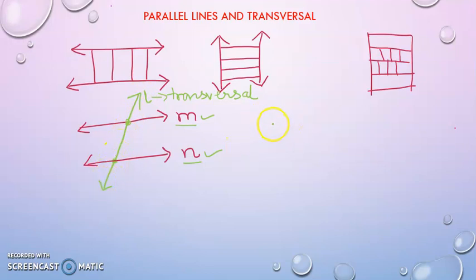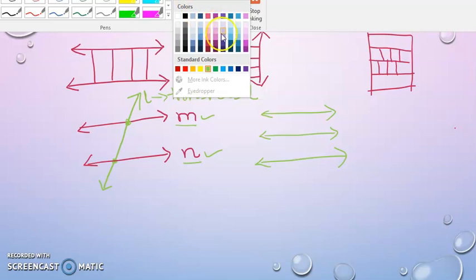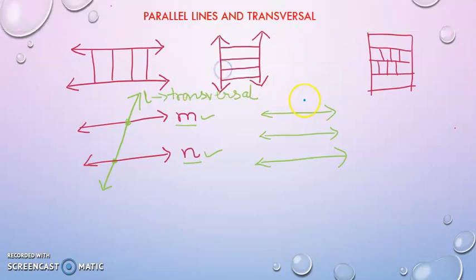Are you following? Another thing, if I draw more than two parallel lines, let me change the ink. If I draw more than two parallel lines, then this line in blue is called a transversal. Are you following, students? The line in blue is called a transversal. You should understand this and keep this in mind carefully, because we will be using this when we solve questions. Without this we cannot solve questions.